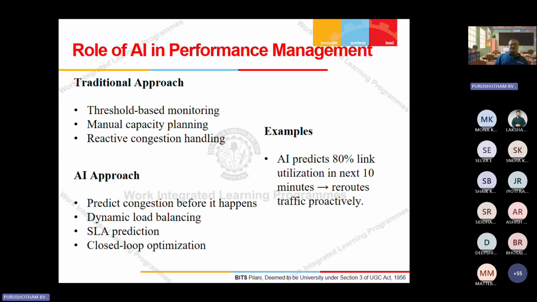Performance management: in traditional performance management, there was threshold-based monitoring, manual capacity planning, and reactive congestion handling. But in the case of the AI approach, it predicts congestion before it happens, with dynamic load balancing, SLA prediction, and closed-loop optimization. Example: AI can predict 80% link utilization in the next 10 minutes, and then reroute the traffic proactively.